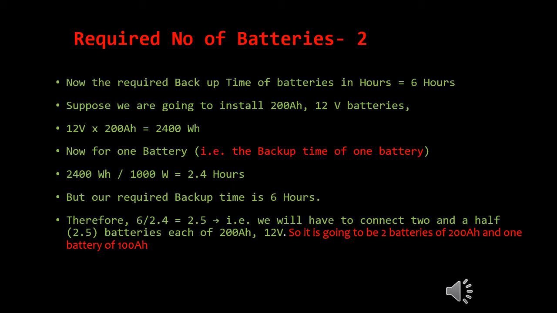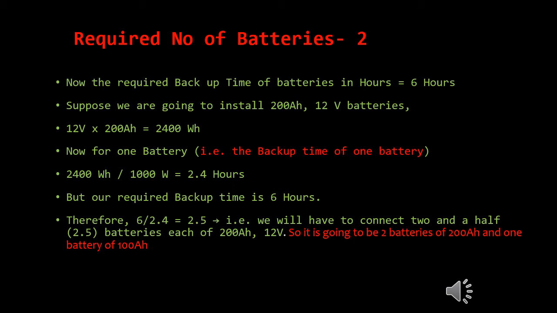2400 watt-hours. So here we are calculating the power per hour, whereby the formula of power is P = VI. P for power, V for voltage, I for current. So our power here is 2400 watts. Now for one battery, the backup time will be 2400 watt-hours divided by our load, which is 1000 watts, equal to 2.4 hours.